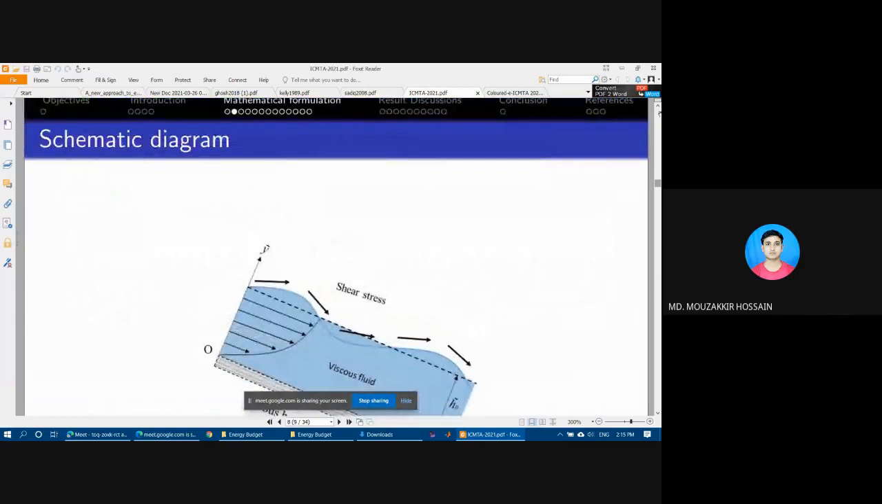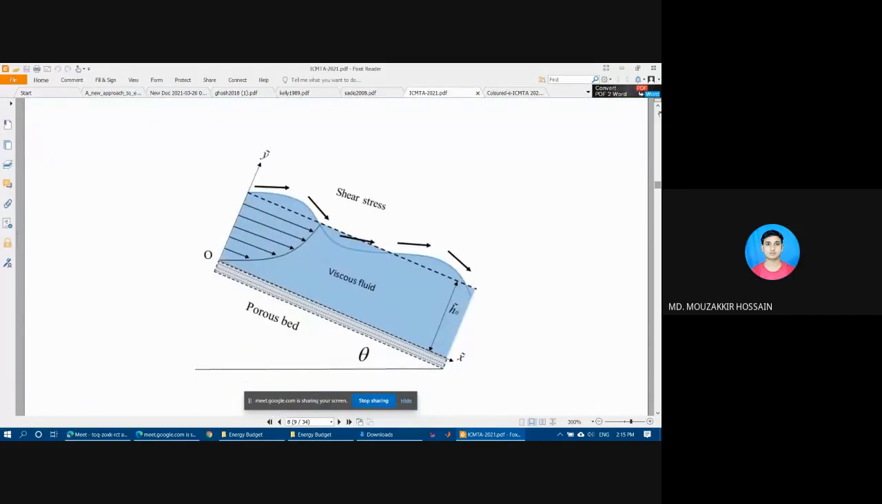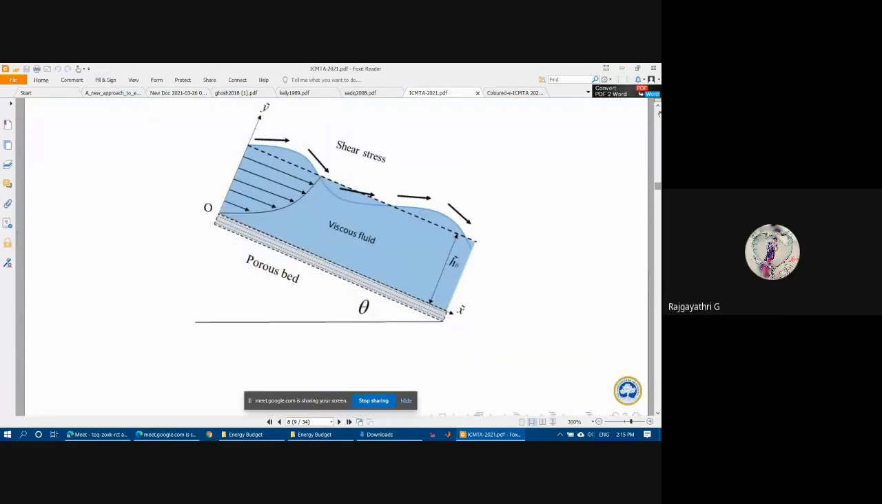So this is my mathematical model. This is a schematic diagram. Basically, what I have taken is a viscous fluid flowing under gravity, and here I consider an external shear stress. I took the porous bed, but I did not take any fluid inside the porous bed. My motivation is to analyze the impact of the surface of the porous bed on the viscous fluid. This is a thin film, which means the ratio of the thickness of the film to the characteristic wavelength is very small.